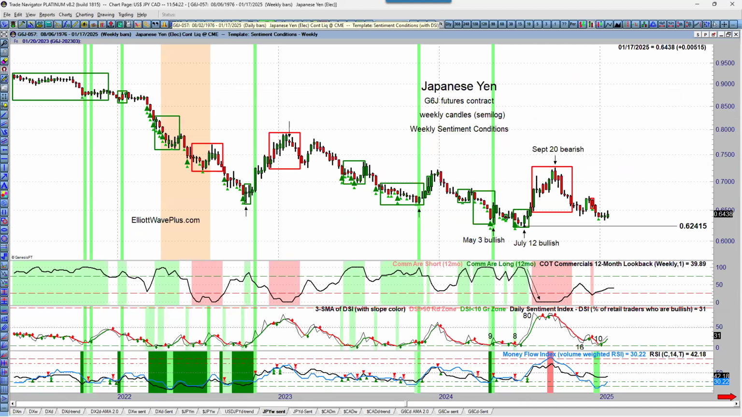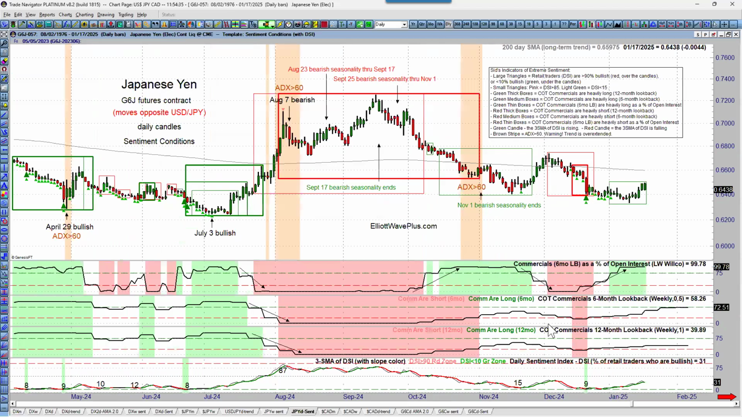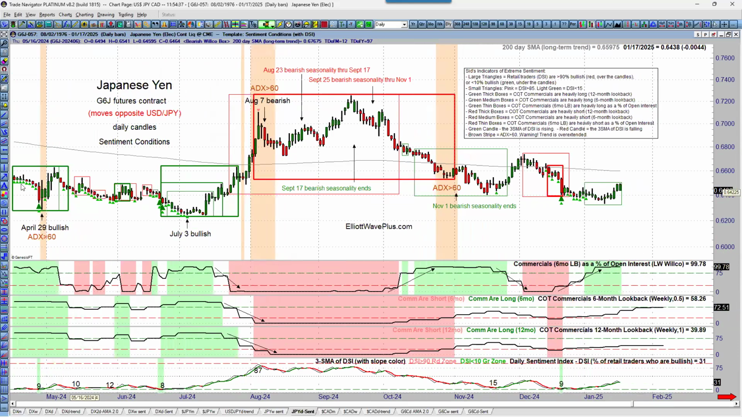We don't have a perfect storm of bullishness on the Japanese yen yet. The reason is we don't have the 12-month look back commercials up in the green. We certainly have retail short enough or bearish enough. And we're starting to see the commercials become more bullish, in other words, take off their hedges, take off their shorts. But we don't have that really in place on the 12-month look back quite yet.